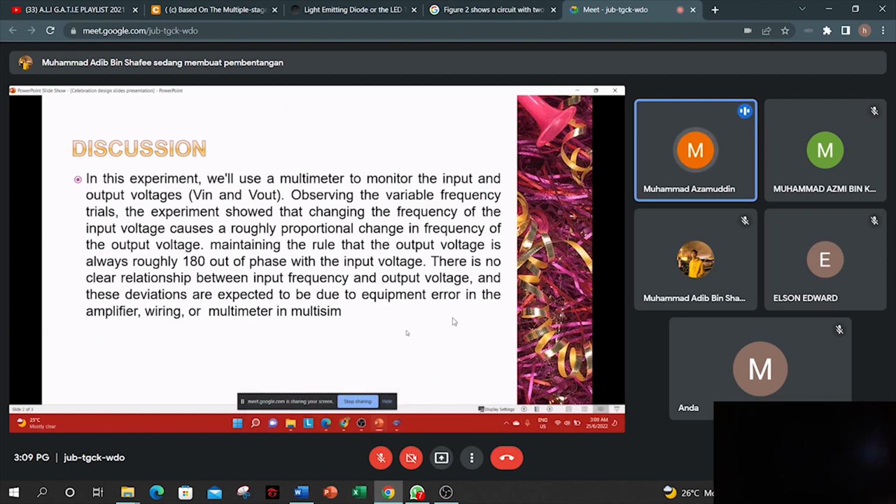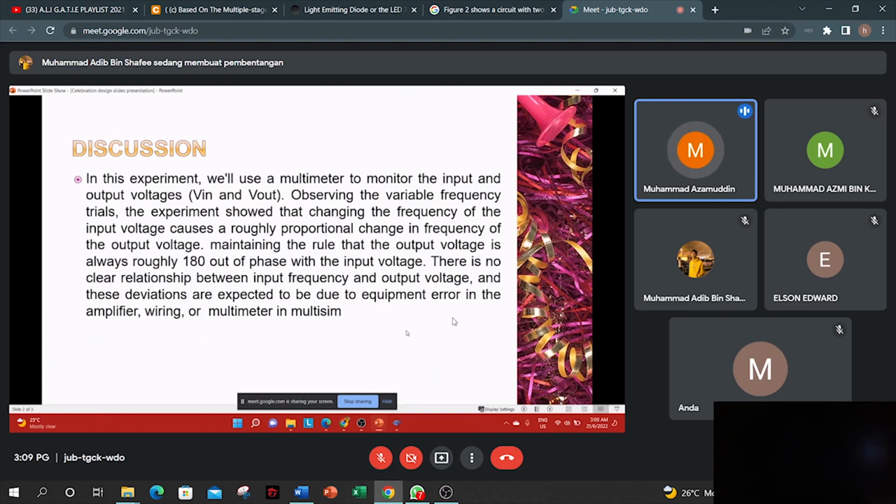For discussion, in the experiment, we used a multimeter to monitor the input and output voltage, V in and V out. Observing the variable frequency trial, the experiment showed that changing the frequency of the input voltage causes a proportional change in frequency of the output voltage, maintaining the rule that the output voltage is always roughly 180 degrees out of phase with the input voltage.